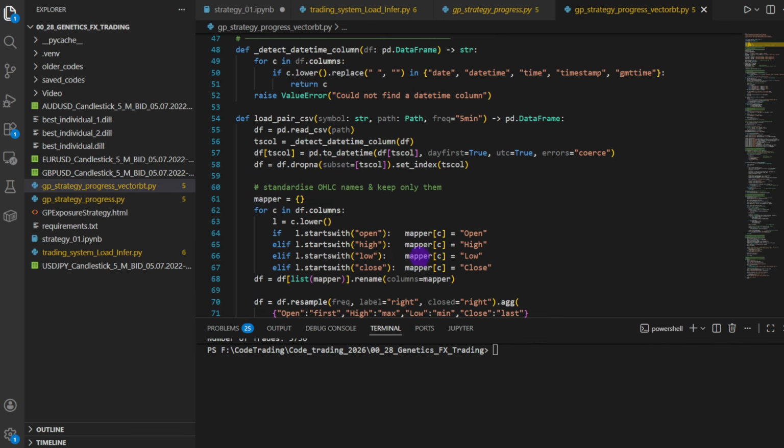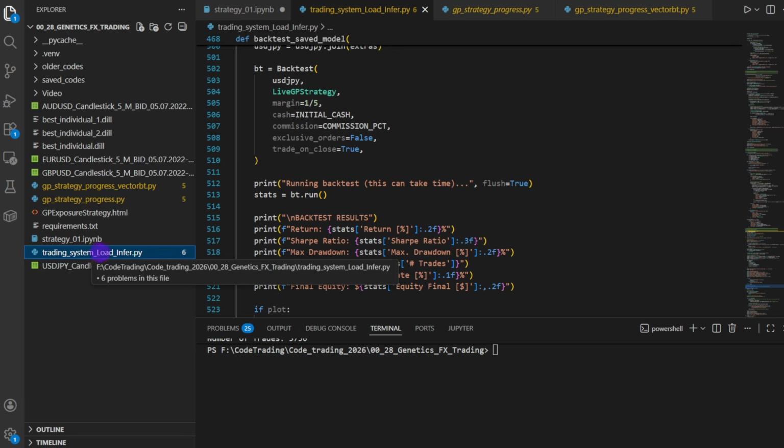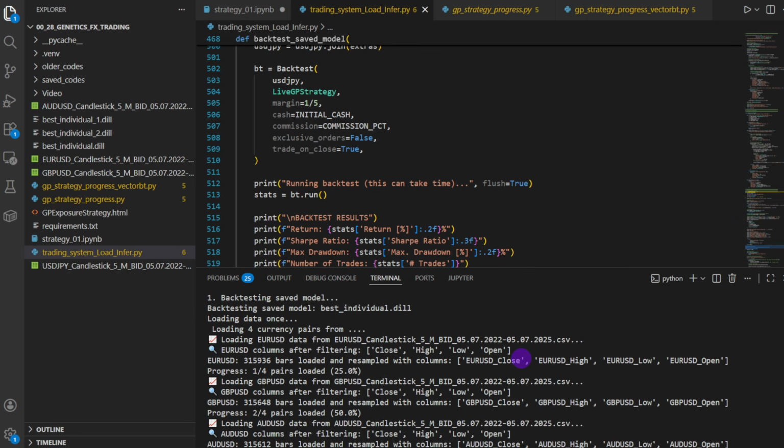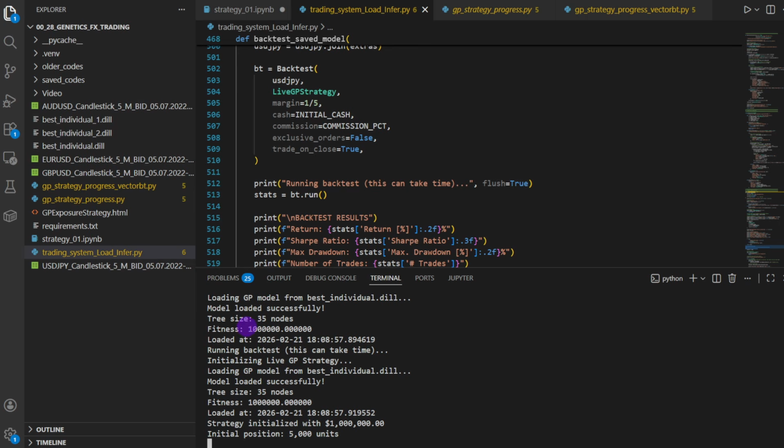Now, if you have a model that is already saved, we can also run the trading system, load and infer. This file just loads the model, trading model indicator, if you've already done your genetics process and generations and so on. And it will be using it just for a backtest on the testing period or the testing data. So let me run one test for you, just to show you how it's working. So it's loading the data. It gives you the fitness of the indicator it's going to use, which is the best model, basically.